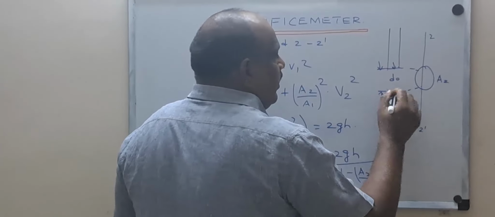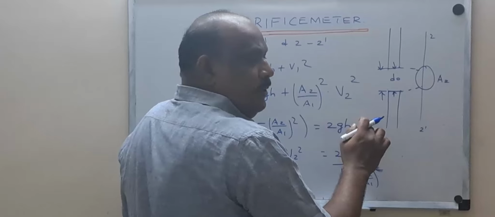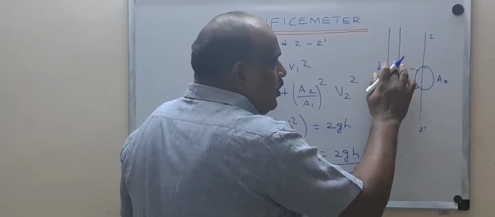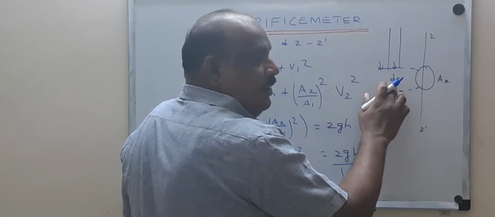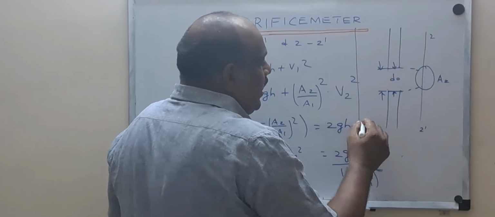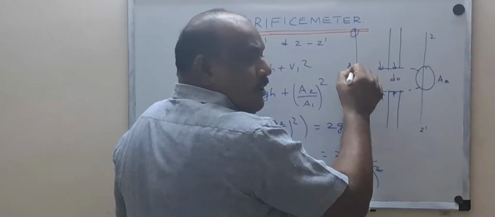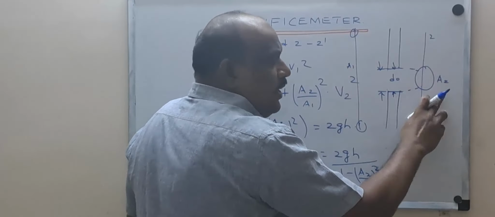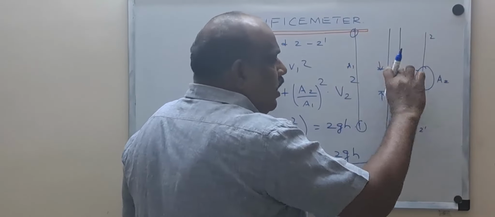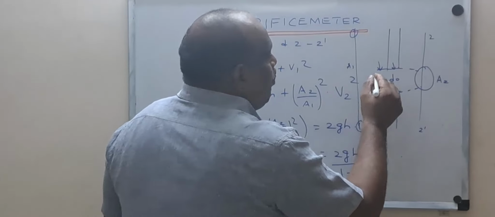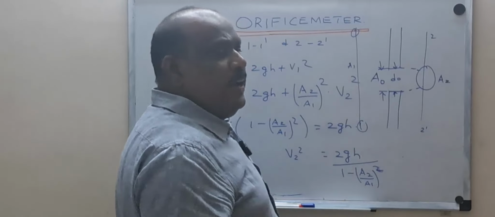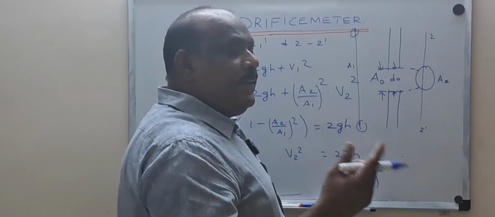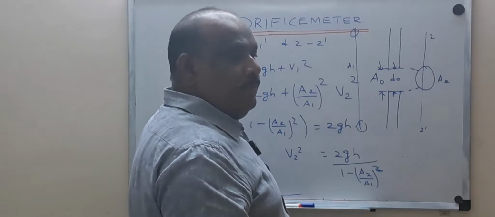What is this area then? This is not A1. What is the symbol I have given? D0. So what will the area be? If it were 1, the area would be A1, but here I have given 2, so the area is A2. Now what is the area of this orifice? A0. Now will A0 be bigger or smaller than A2?